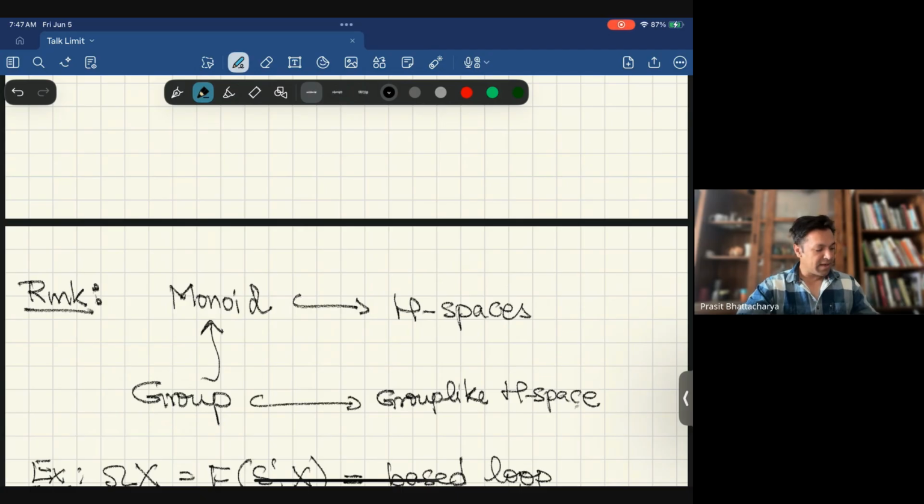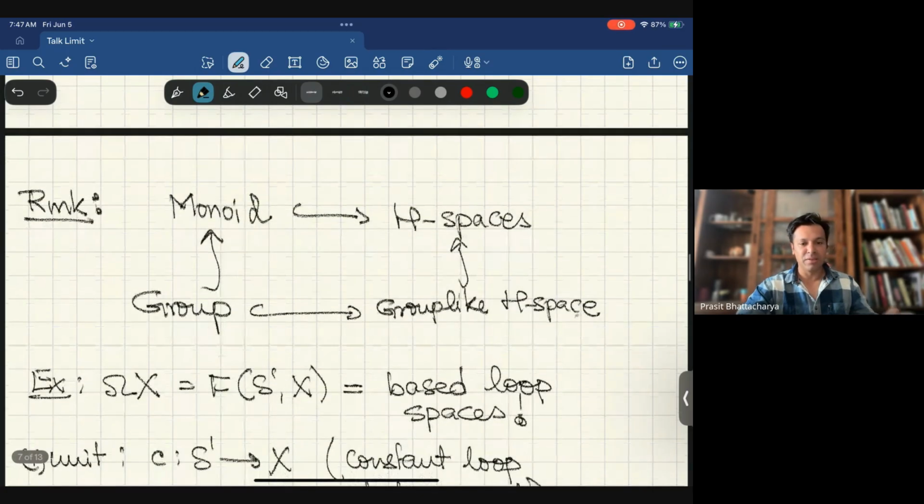Groups sit inside that, and so you can see that this is going to be the inclusion of different worlds. They sit like that. So let me discuss an example of an H space which is not a strict monoid, which comes from topology.